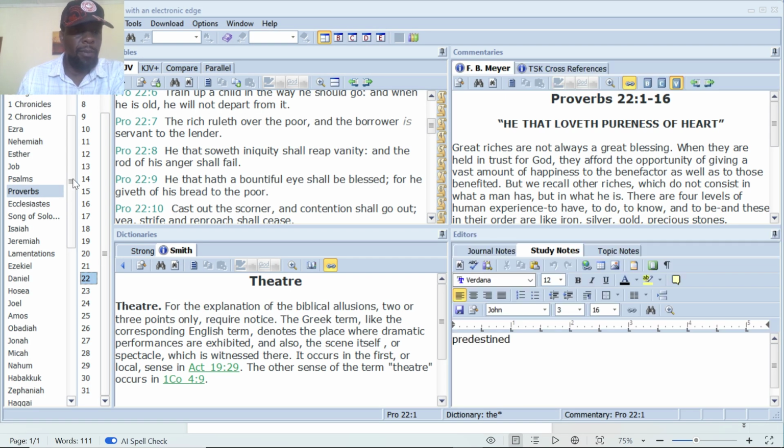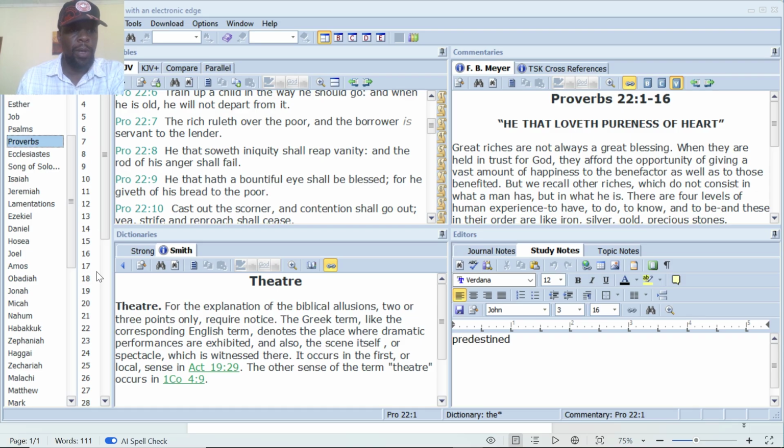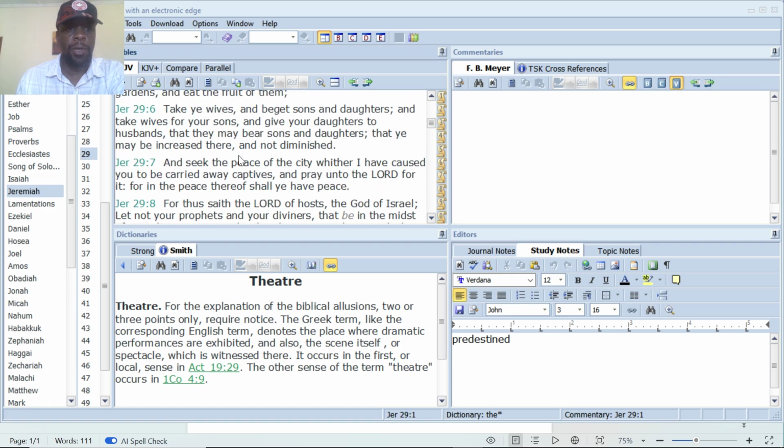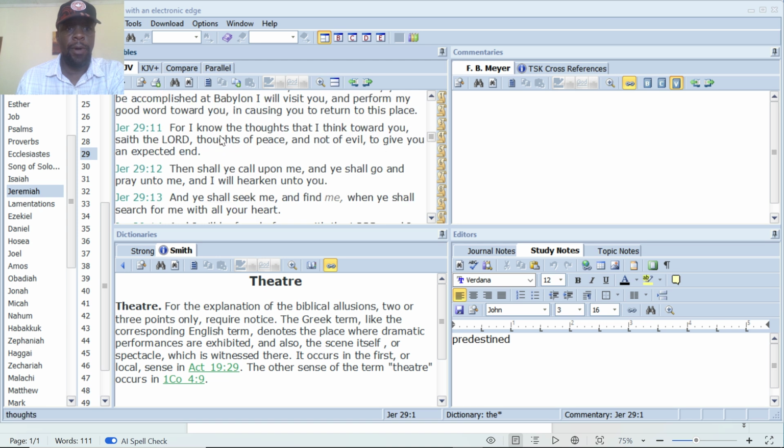Let me just finish by sharing with you one of my favorite texts from the book of Jeremiah, chapter 29, verse 11. It says, "For I know the thoughts that I think toward you, saith the Lord, thoughts of peace and not of evil, to give you an expected end." So God wants us to have peace and not evil. He wants us to have peace.